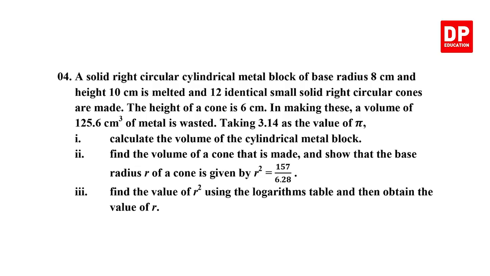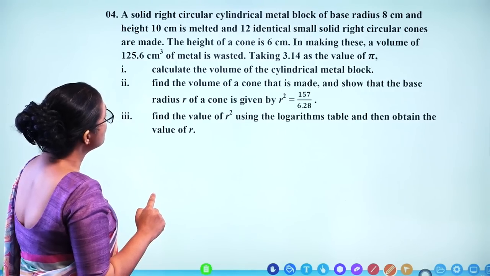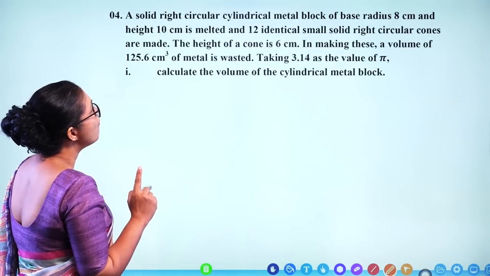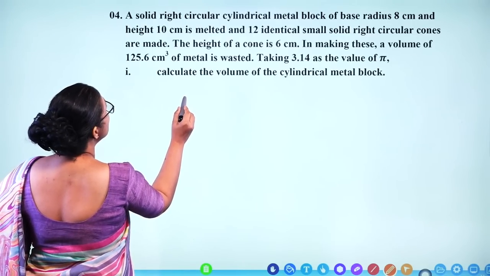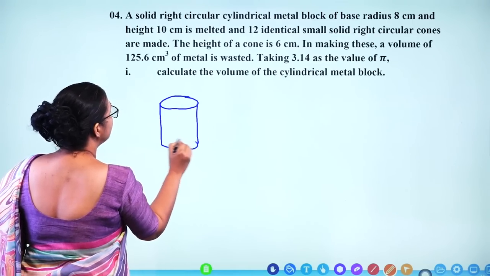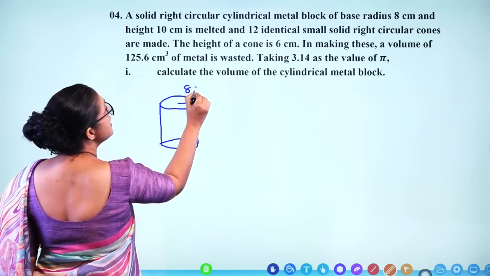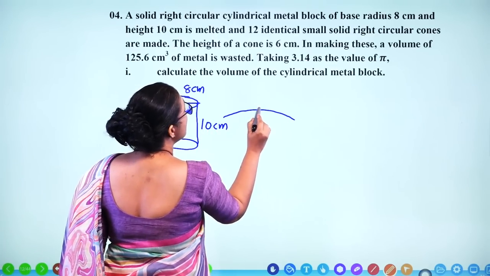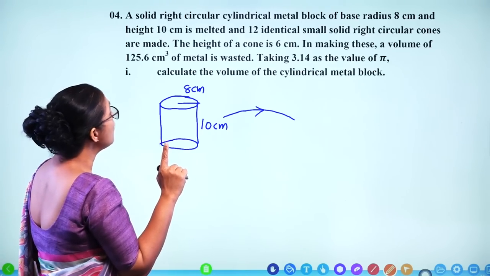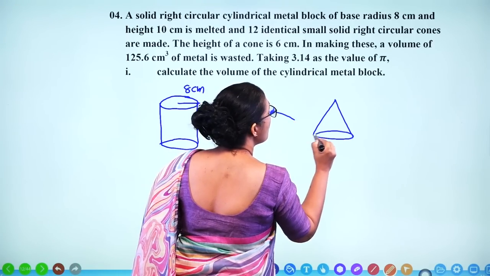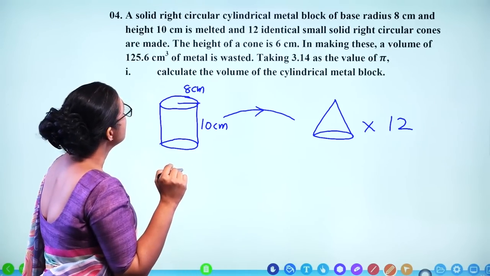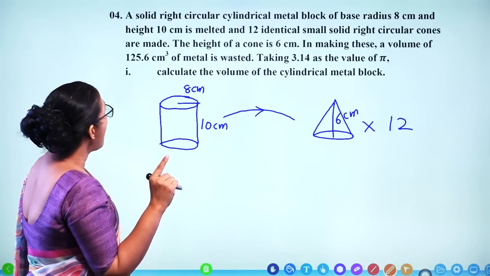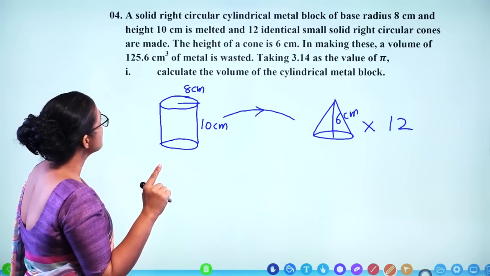Question number 4. You get 3 parts there. So you have to use logarithmic tables for part 3. A solid right circular cylindrical metal block of base radius 8 centimeters and height 10 centimeters. So we'll draw the diagram. So cylindrical shape. Melted and 12 identical small solid right circular cones are made. So small cones, that's 12 cones are made. The height of the cone is 6 centimeters. In making these, a volume 125.6 cubic centimeters of metal is wasted.